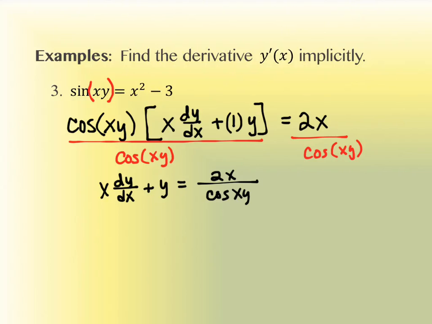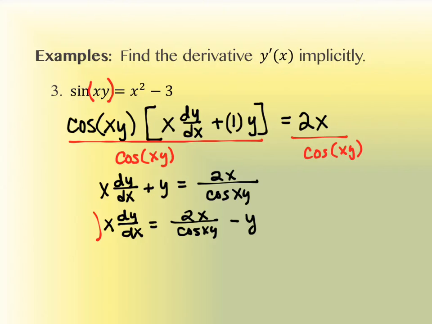So now what would we do? Subtract a y. All right, so I'm going to have x dy dx equals 2x over cosine xy minus y. You could get a common denominator with that if you felt the need to do so or were manipulating it for some reason, but it doesn't really make anything any simpler to have a common denominator there, so we're going to just kind of leave it. What would I do as my last step? Yeah, we would divide by x.